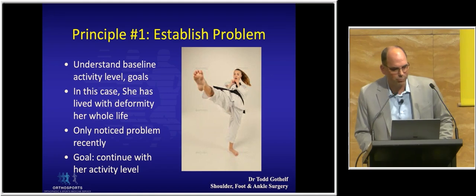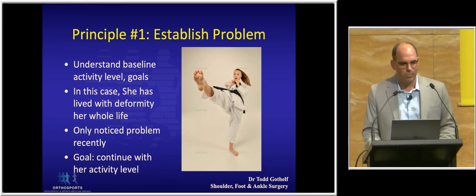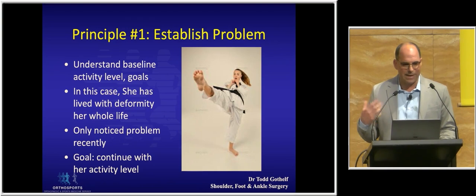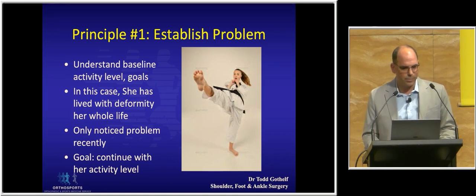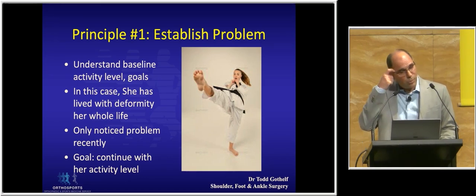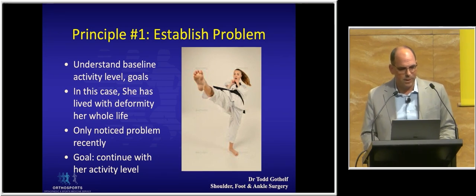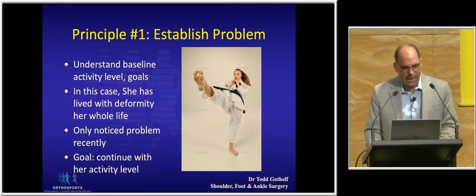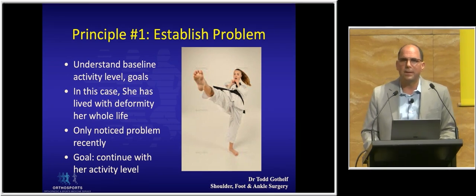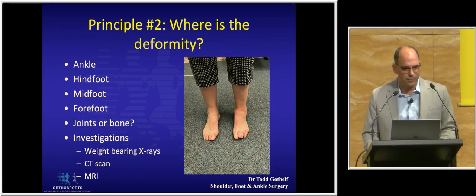Number one principle here is to first establish the problem. We need to understand her baseline activity level. In this particular case, she's fairly high functioning, even though her feet have these deformities. She's lived with them her whole life, and she's learned how to live with them. She's only noticed the problem more recently. So the goals here are quite challenging. We don't want to take away her passion for karate. And while she has deformities, what's the one thing that's made it different lately that's brought her over the edge?